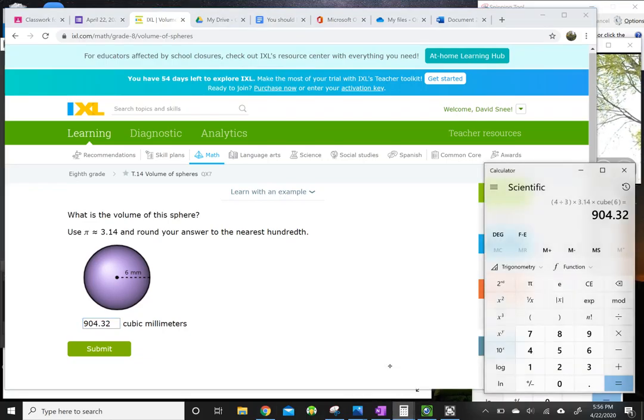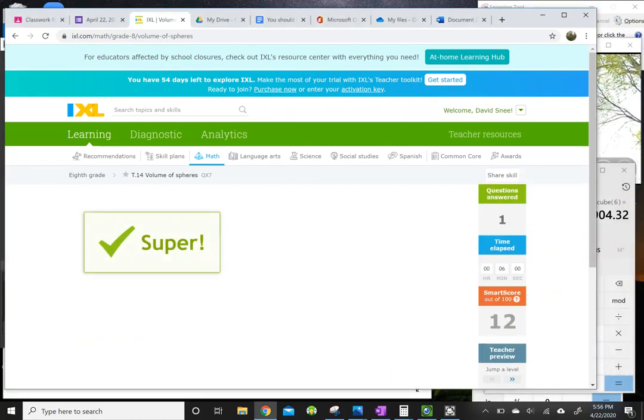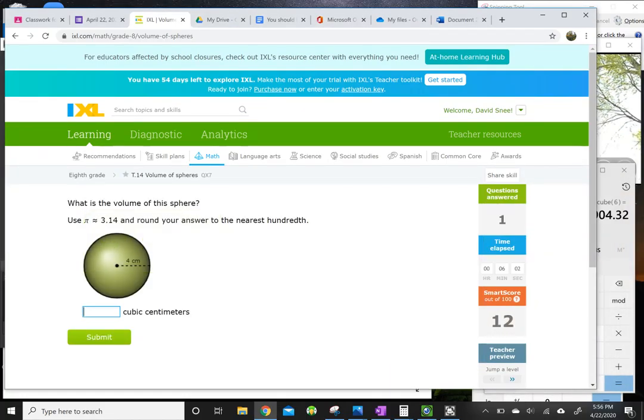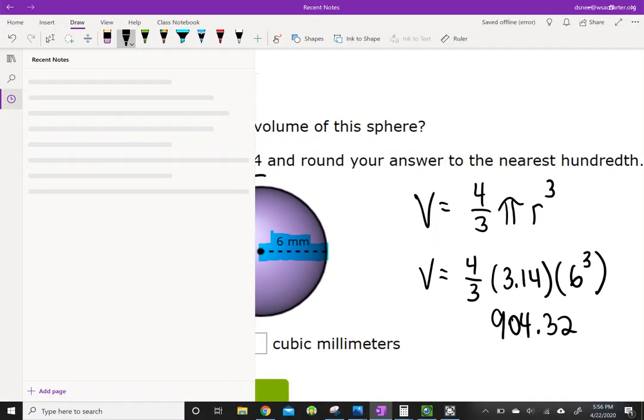Let's see, we did 4 divided by 3 times 3.14 times 6 to the third power, and it got 904.32. Let's try it. And there we go. Super. Okay, and this one's the exact same thing. I'll do one more of these with you and we'll see if we get anything different.